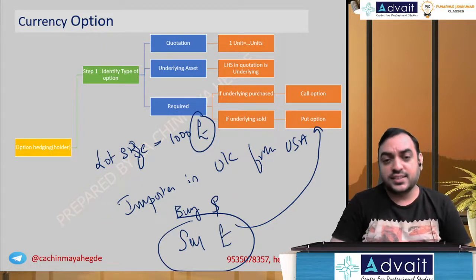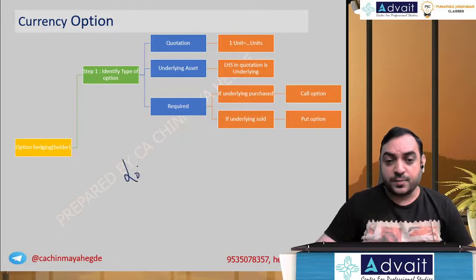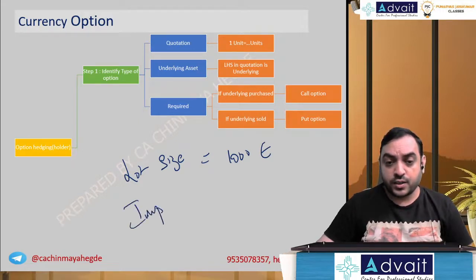I hope this is clear to you. I'll give one more example. Let me see if you are able to do it. Lot size, let's say 1,000 euro. You are talking about an importer in Europe or Germany, from UK.